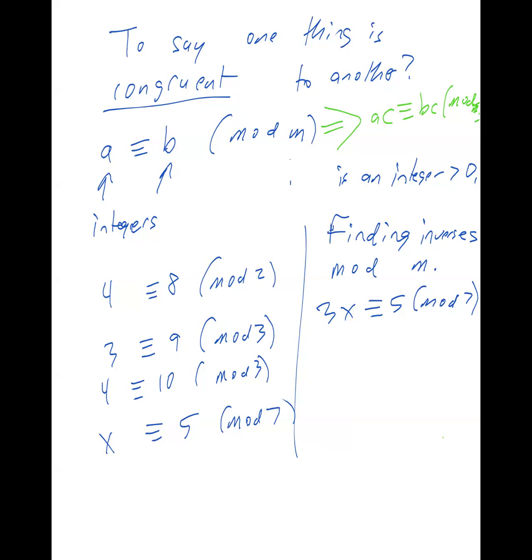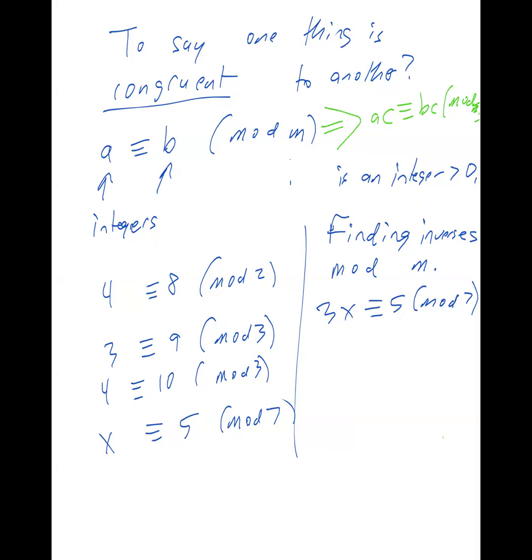So what's 3 times 0? The remainder of that would be 0, right? What's 3 times 1? 3. What's the remainder of 3 when you divide by 7? 3, right? What's 3 times 2? What's the remainder of 6 when you divide by 7? 6. Okay, what's 3 times 3? What's the remainder of 9 when you divide by 7? 2, right?